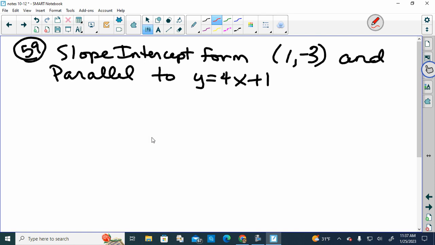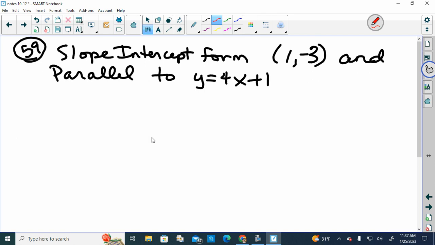Okay, so they want us to write it in slope-intercept form. So that's the one that has the y by itself. We're going to use those coordinates, and they want it to be parallel to that equation. And again, this will be in sentence format when you get your notes, but I put all the important stuff that we need to know.